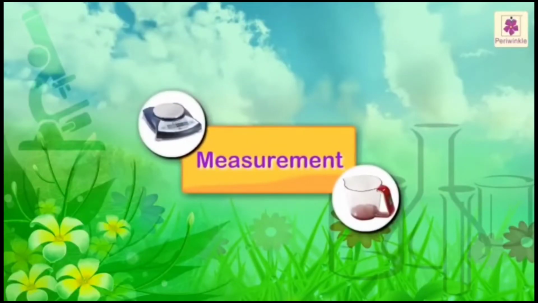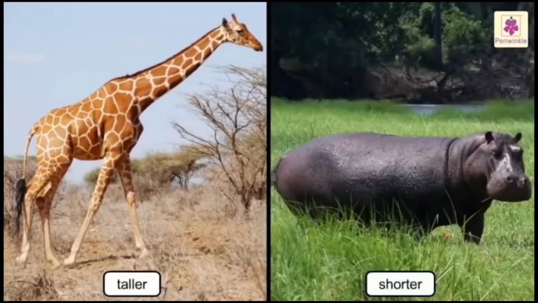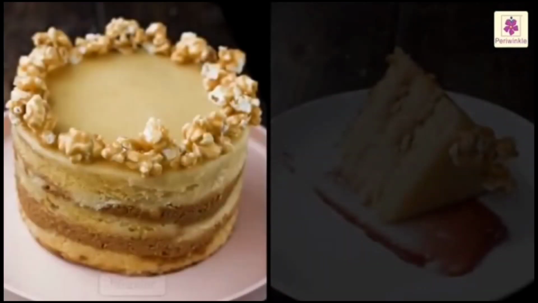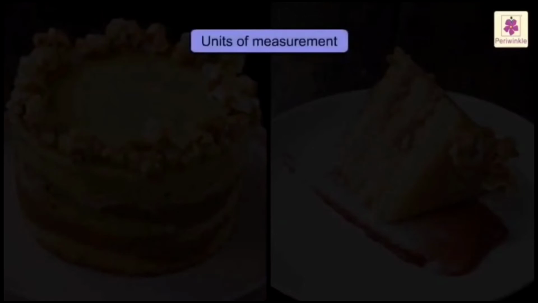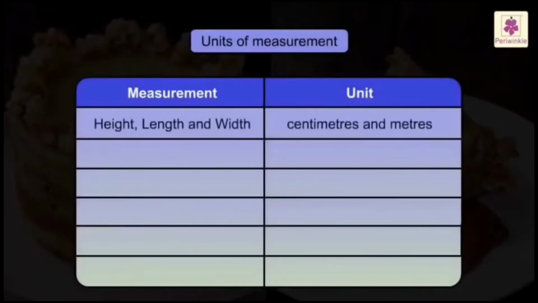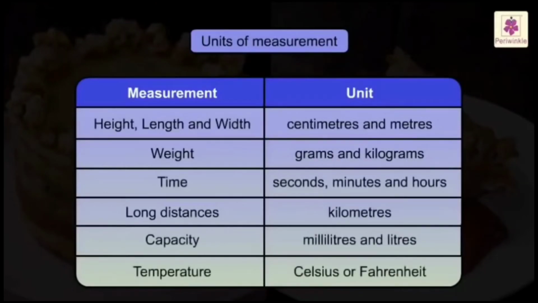Measurement. We use the words like taller and shorter to compare the height, and words like heavier and lighter to compare the weight of different things, animals, or people on a daily basis. There are different units in which we measure the height, weight, time, distance, etc. Let us study these different units of measurement today.